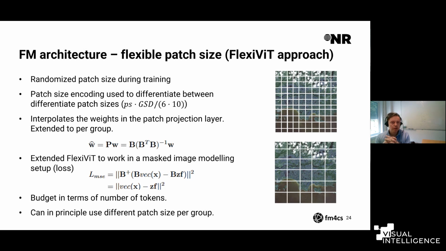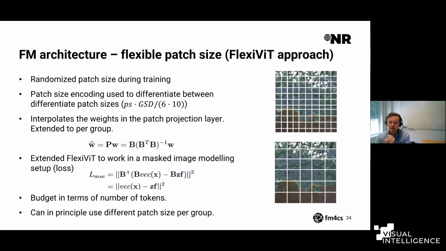Of course, what differs from the ViT in FlexiViT is that we are working with masked image modeling, or masked autoencoder. So we needed to modify the loss, and we figured out that by using the pseudo-inverse of the interpolated weights, we were able to easily compute a loss by just considering that.